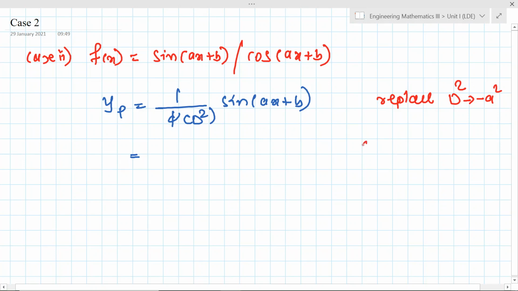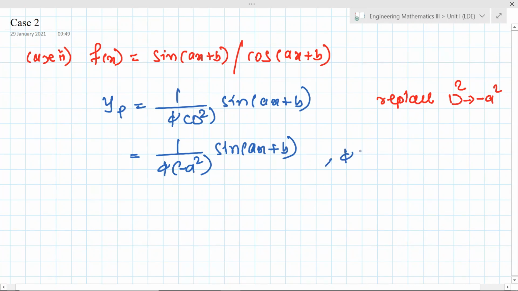Minus a square means what? If a is equal to 2, take its square, so a square is equal to 4, and then multiplying by minus, minus a square is equal to minus 4. Then in that case we have to replace D square by minus 4, isn't it? We will discuss an example for the same also. Let me just complete this theoretical part. So D square is replaced by minus a square in sine of ax plus b, and the same for cos. Instead of sine you can also replace cos.